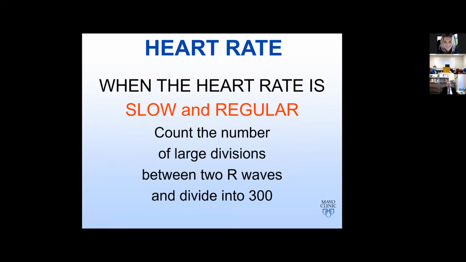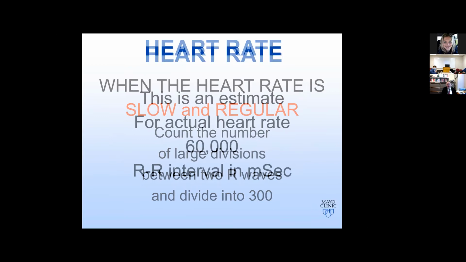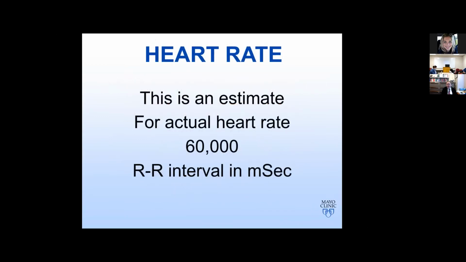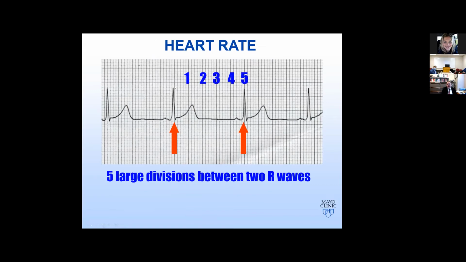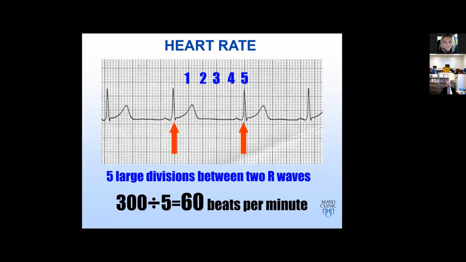What we're going to do is count the number of large divisions between two R waves and divide it into 300. Let me show you an example of that. This is the actual formula. I'm not going to go through it, but it will be in the slides if you want to figure out what the specific heart rate is. When we do this, we try to find a QRS complex that falls on one of these big boxes. Then we count the number of large boxes in between these QRS complexes. So this would be 1, 2, 3, 4, 5. Then we just say 300 divided by 5 is 60. So this is a very quick way to determine what the heart rate is.